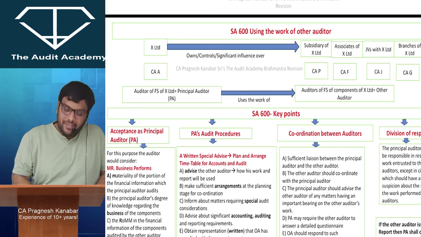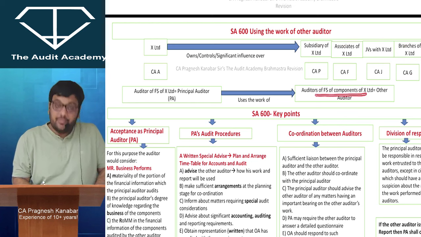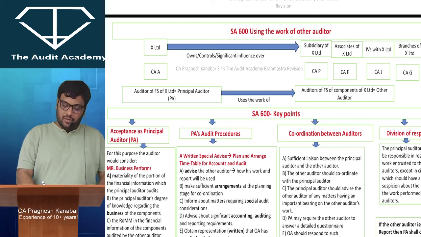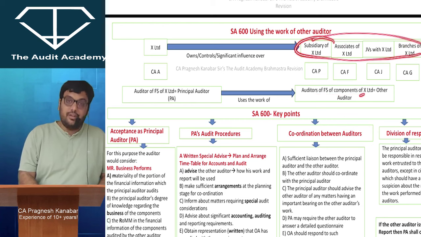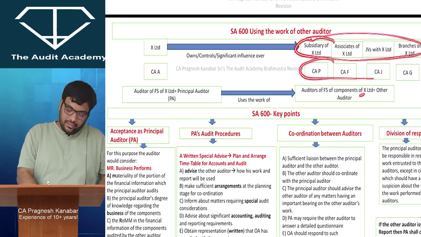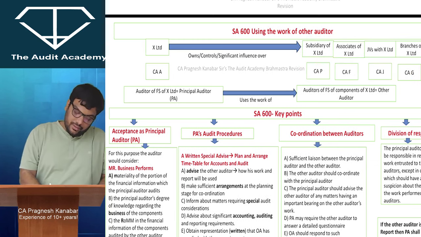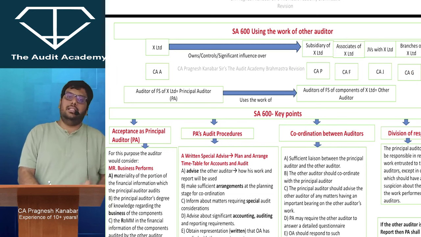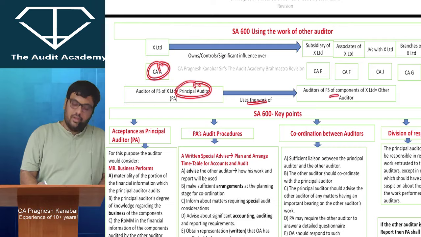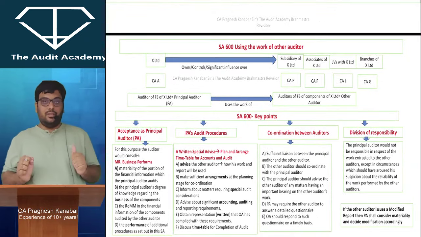Other auditor word is also defined. Other auditor means auditor of financial statements of the components. I repeat, other auditor means auditor of financial statements of the components. These are components, all right? And these, the statutory auditors, I mean the auditor of financial statements of these components, when you're using the work of these auditors, all right, then SA 600 comes into picture. So you are the principal auditor using the work of other auditor. I hope I am very clear with this. All right.